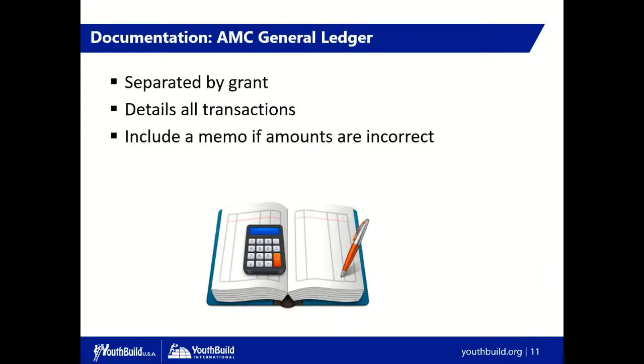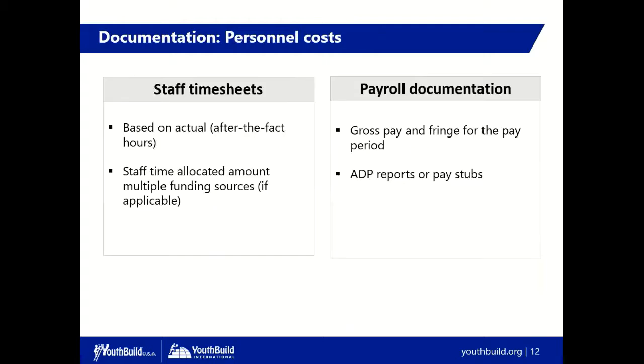So a general ledger is a requirement for your monthly reimbursement request. So the next cost we are highlighting is your personnel expense. There are two important pieces of documentation you need to submit related to your personnel expense. Those are the staff timesheet and payroll documentation.